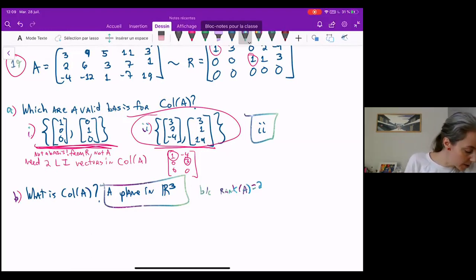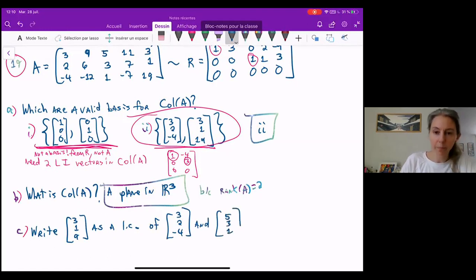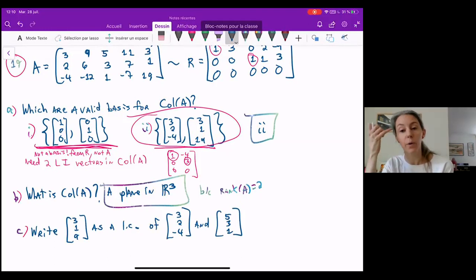Okay, so then the next question is C. Write (3, 1, 19) as a linear combination of (3, 2, -4) and (5, 3, 1). So many of you tried to use A and row reduce. That is not what we do here. If the rank was 1, it would be a line in R4. One vector spans a line, two vectors span a plane.